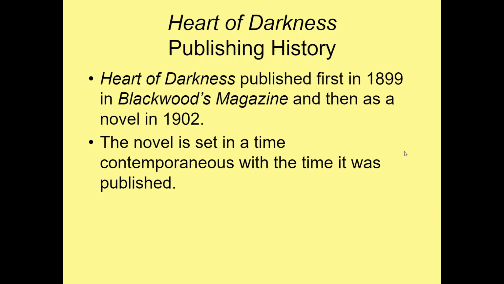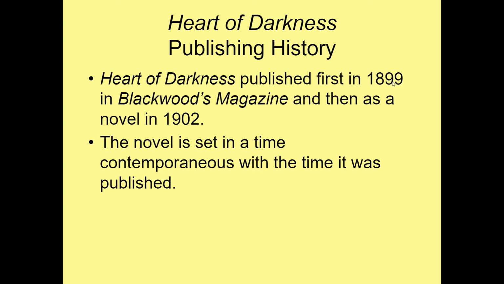So Heart of Darkness is published serially first, meaning that it's published in parts in a magazine called Blackwood's Magazine. And so you'll notice that Heart of Darkness is broken up into 3 parts: part 1, part 2, part 3. And so it was published that way. But Conrad also had it published as a novel, all put together in 1902.